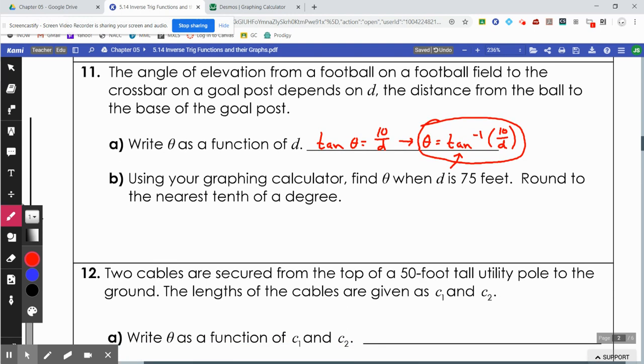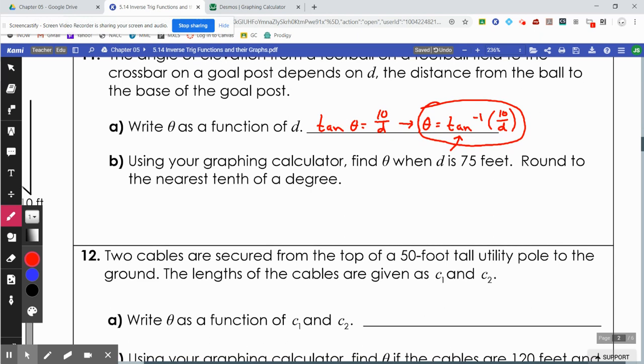But it says, using your graphing calculator, find theta when D is 75. Round to the nearest degree, or tenth of a degree. So our theta value when D is 75 will be the inverse tangent of 10 over 75. And we can type that straight in. And the theta value that it's going to give us is a value between negative 90 and positive 90.